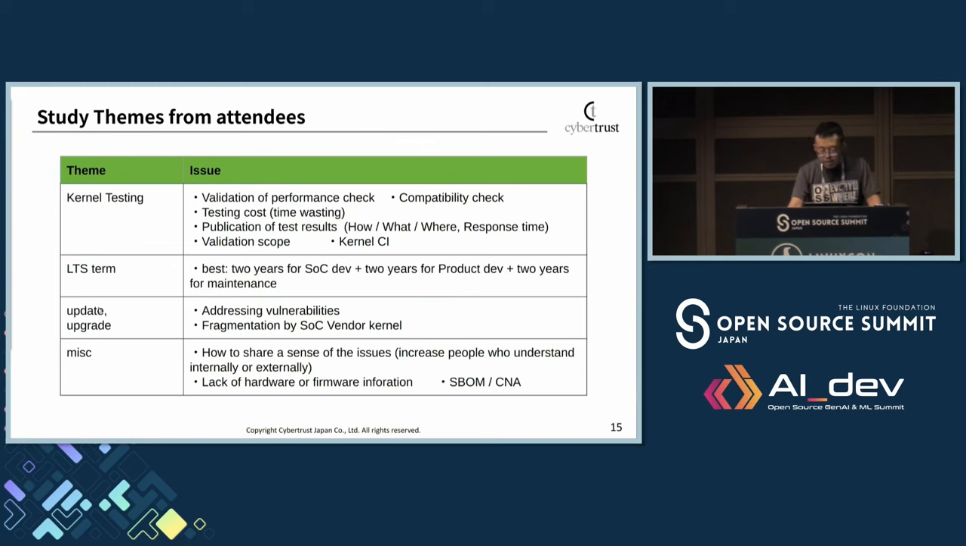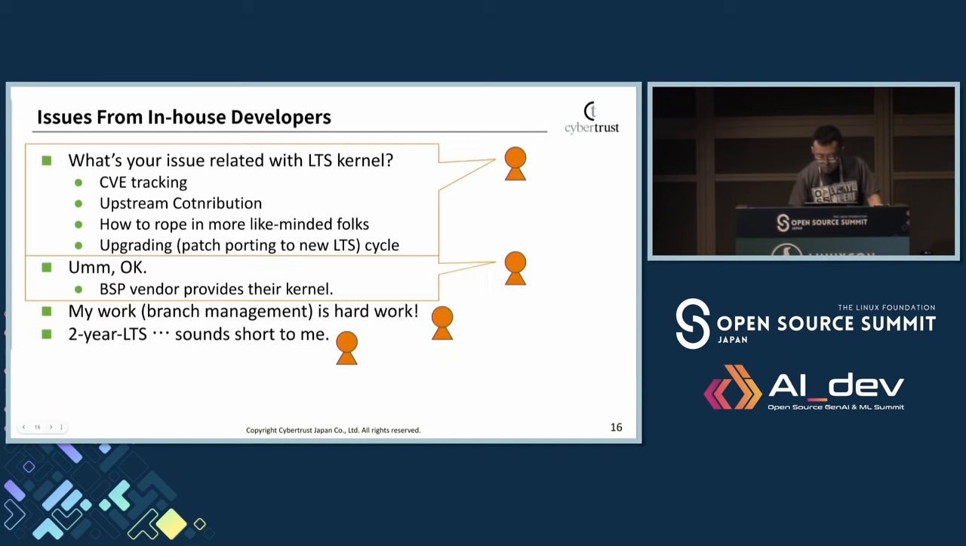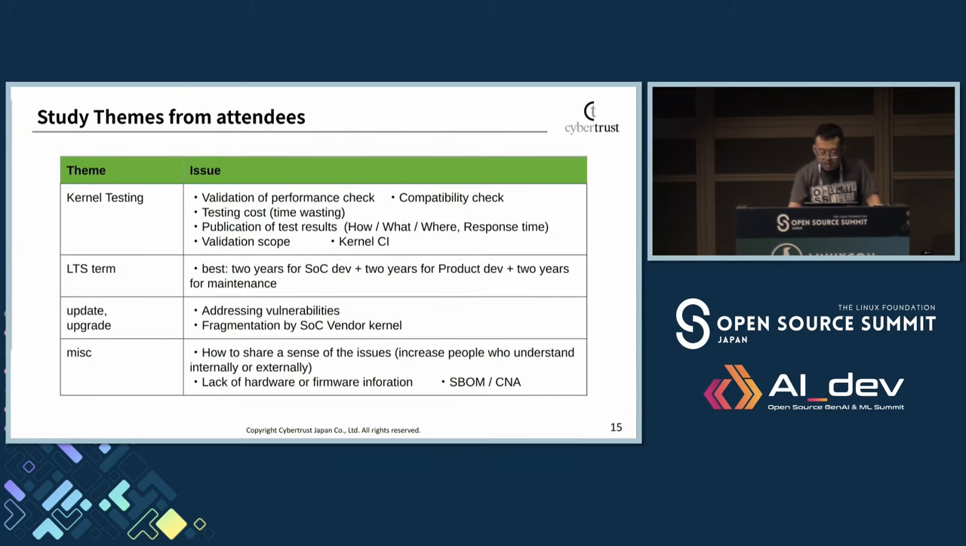Publication of test results is also a topic. This means sharing the results of tests with the community. It's important to explain how the tests were done, what the results are, and where people can find this information. People means the committee members, community persons. And response time is how quickly the results are shared after testing. Validation scope is also a topic, and kernel CI is also an interesting topic.